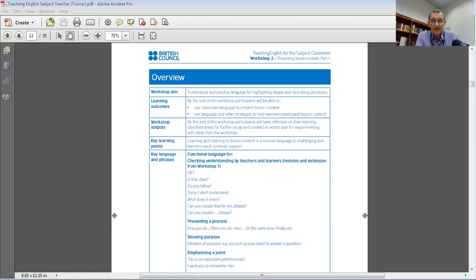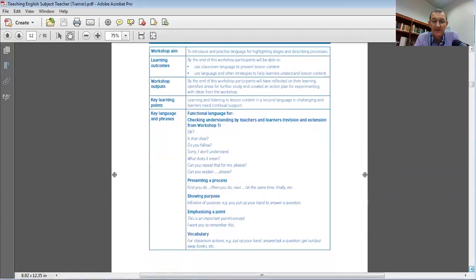So the language, let's go straight into the functional language. Checking understanding is the first area. These are phrases that the teacher will ask the students, or the students might say back to the teacher. So the teacher will ask students, what does it mean? What does that mean? The students will ask the teacher, could you repeat that? Can you repeat that for me, please? So these are the phrases that we hope they will take away from this workshop.